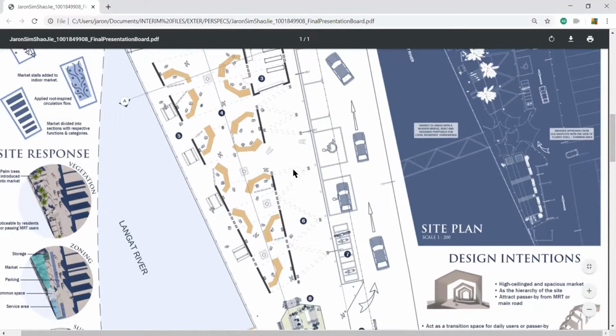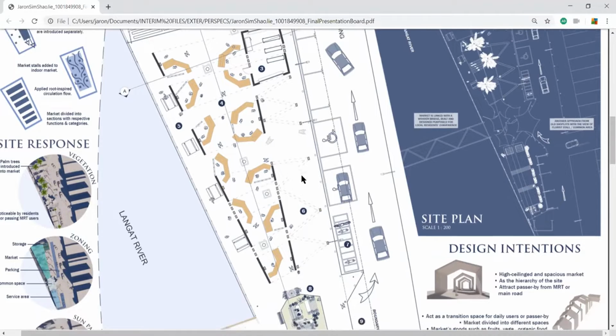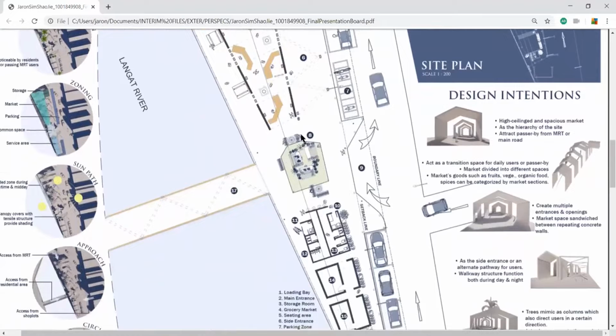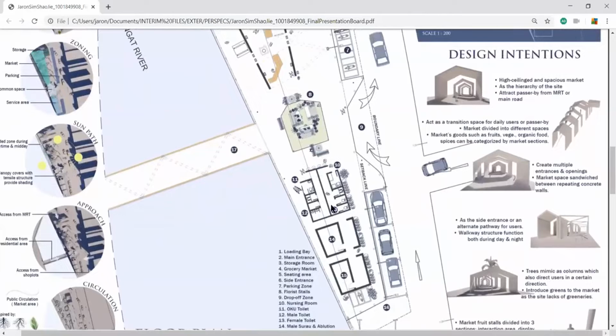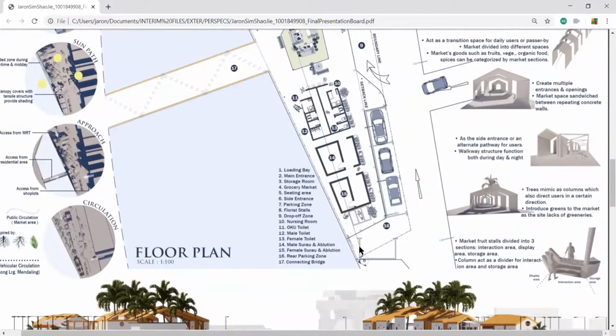The side entrance also serves as convenient access for OKUs and the old people around Kajang, who can just go through the side entrance. Here will be my motorbike parking, my drop-off area, and my common area with florist stores. Here will be the connecting bridge between the residential area and my market. At the rear of the market will be my services area, like the OKU toilets, the nursing room, the male and female toilets, male and female surau and ablution. At the back of my market will be the parking zones, with bike and car parking.